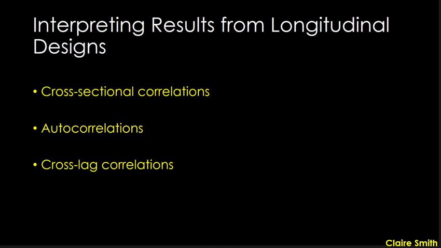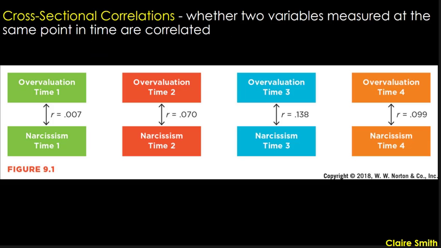But again, all of these are coming from a longitudinal design, so measuring variables from the same population, same sample of the population over an extended period of time, multiple recordings. So the first, cross-sectional correlation, is looking at whether two variables measured at the same point in time are correlated with each other. So this is pretty similar to just a bivariate design, right?